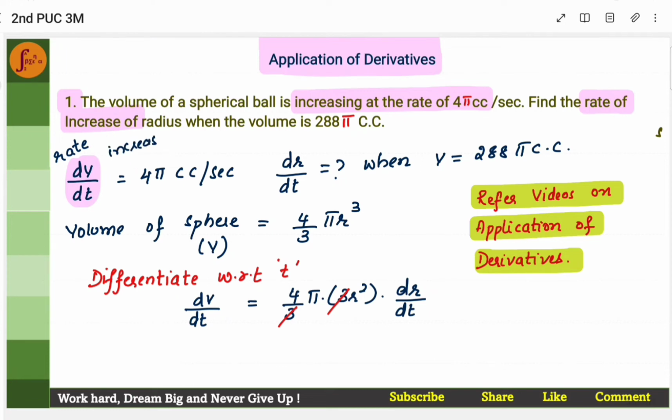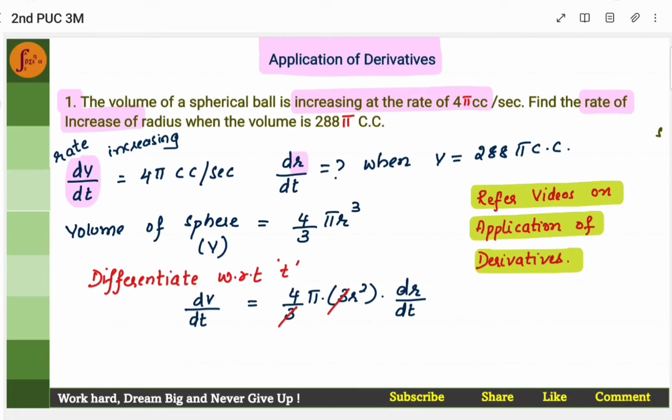Increasing also means differentiation. So dV by dt is given as 4π cc. You have to find the rate of increase of radius. Assume this is radius. Let R be radius. So you have to find dr by dt. Rate of increase means you have to find the derivative.